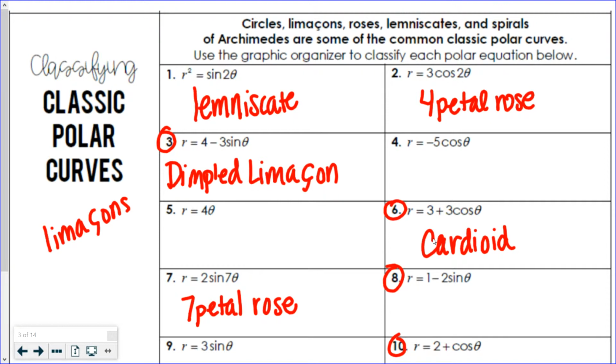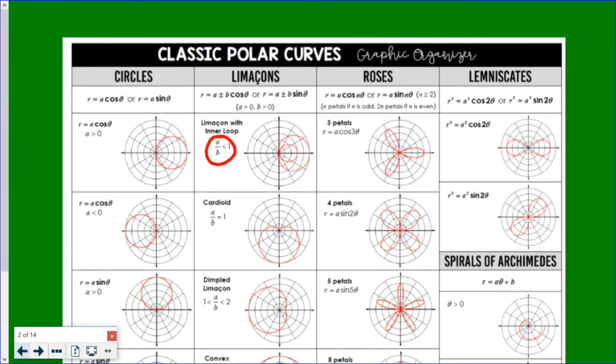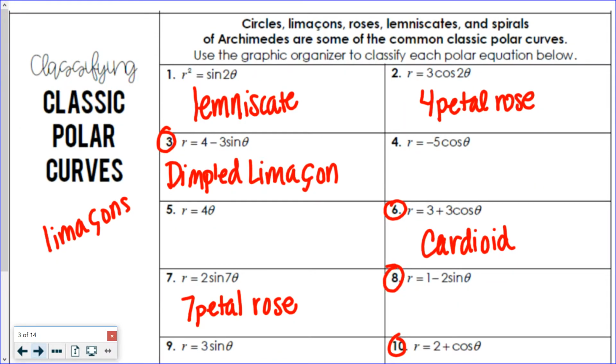All right, 1 minus 2 sine theta, this is going to be 1 over 2, so that's 1/2, that's less than 1. So we have an inner loop limaçon, so the circle shape with a little loop on the inside. Let's call that a looped limaçon.